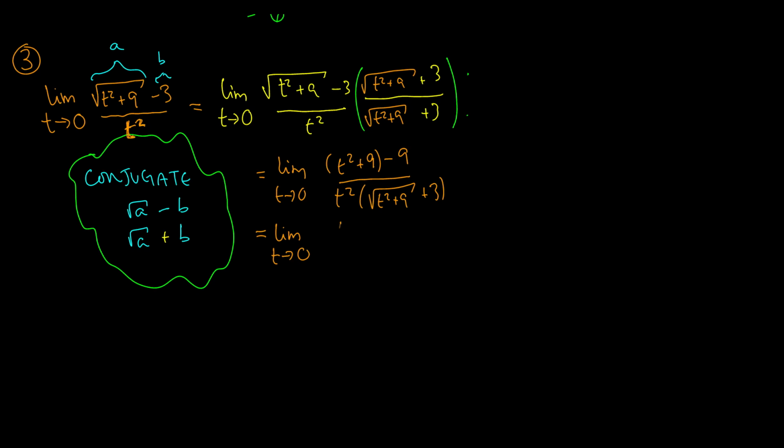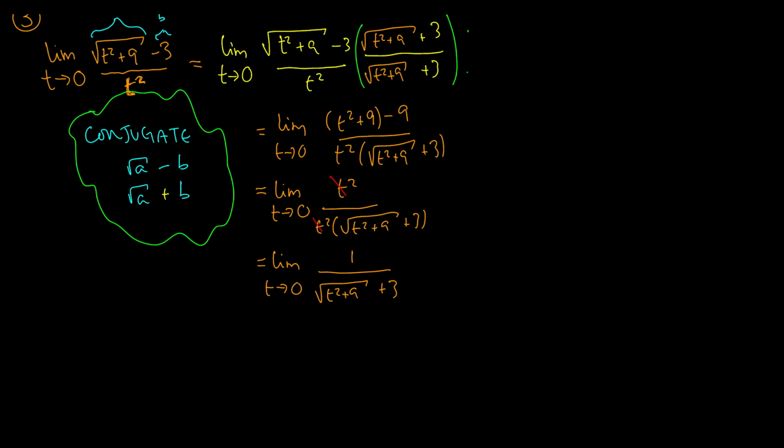Okay, so let's collect like terms. So we get t squared over t squared times the root of t squared plus 9 plus 3. Okay, well, here's why we didn't multiply out, because the t squared and the t squared on the bottom will cancel out. So now we get the limit as t goes to 0 of 1 over the root of t squared plus 9 plus 3.